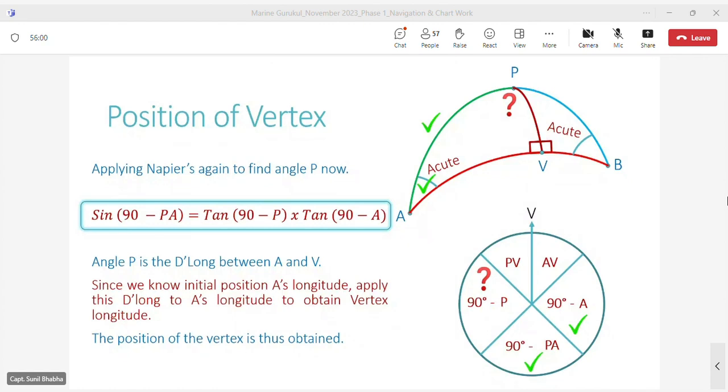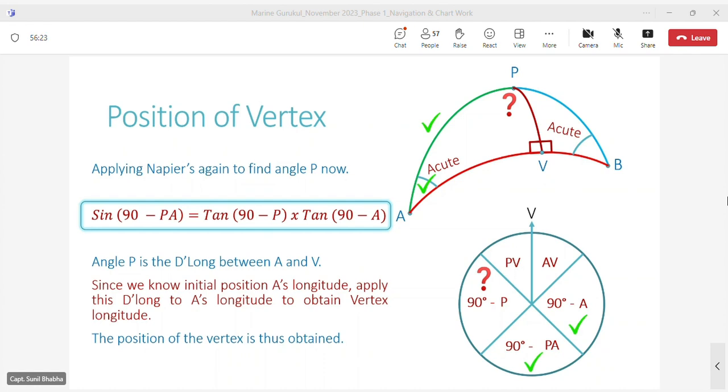We have to find the angle P. Sir, can you use the sine 90 minus P equal to tan Papa Victor into tan 90 minus Papa Alpha? ओके बेटा, आप यूज तो कर सकते हो क्योंकि आपने पापा विक्टर भी फाइंड आउट कर लिया है. यू कैन यूज दैट पार्ट ऑल्सो.